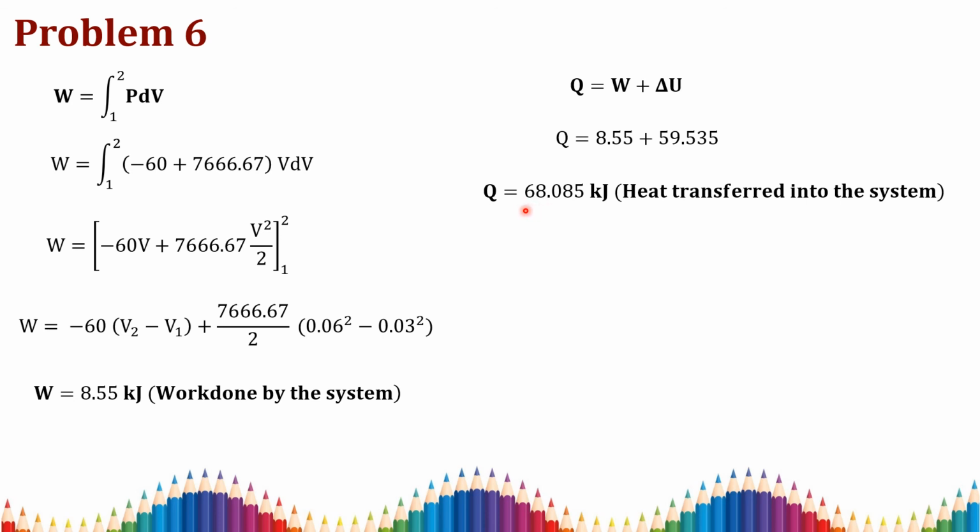Here Q is also positive. You check the sign convention: Q is positive when the heat is transferred into the system, and when the heat is taken out of the system, it is negative. Comparing these two, both are positive cases. In this case, the work is taken out of the system and the heat is transferred into the system. So it satisfies your first law. When heat is given into the system, we can take work output in this problem.